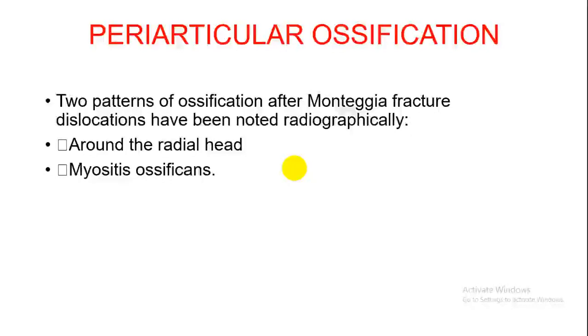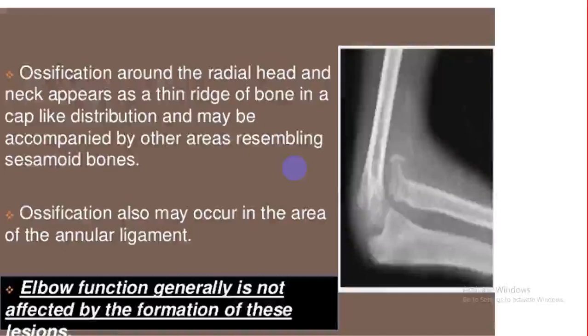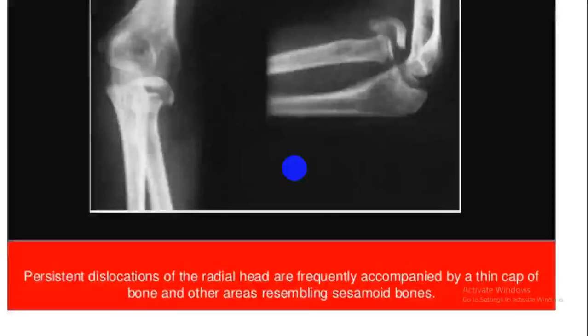Other complications: ossification around the radial head or myositis ossificans. Ossification around the radial head occurs in a false capsule, usually in cases of neglected dislocation. When you do reduction, you find the radial head inside a fibrous capsule in most cases. Ossification occurs in the radial head in this capsule, the false capsule around the radial head. The second is myositis ossificans over the brachialis.